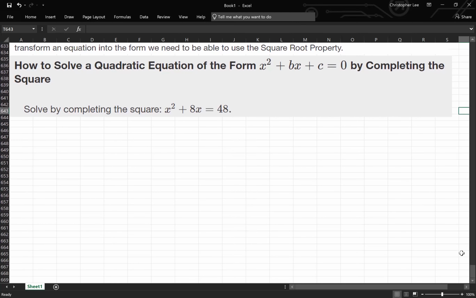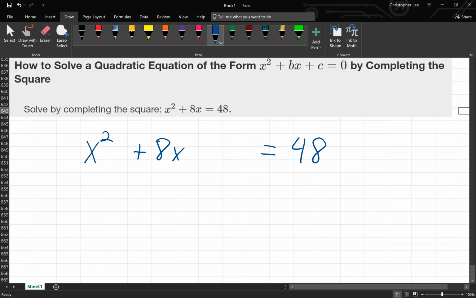So I have this particular question in the most ideal form ever, right? I have x squared plus 8x is equal to 48, right? Now there's some number that I need to add to this to make the x squared plus 8x into a perfect square trinomial. Here's how I figure out what that number is, right? It's a formula. So that number is gonna be what?